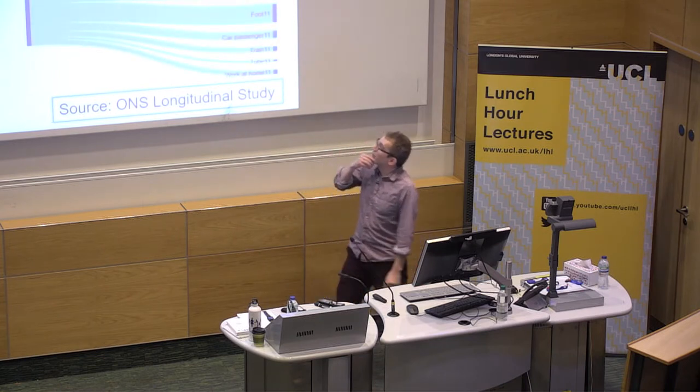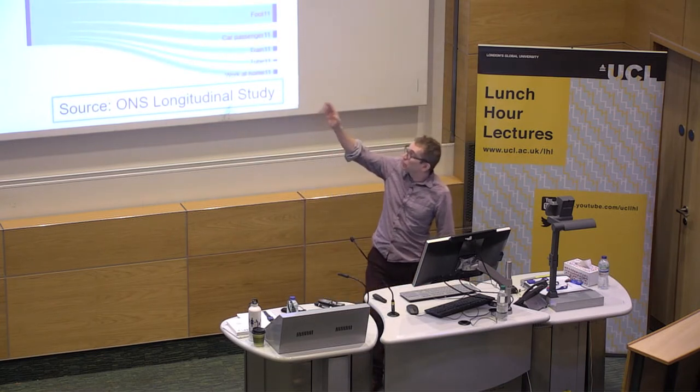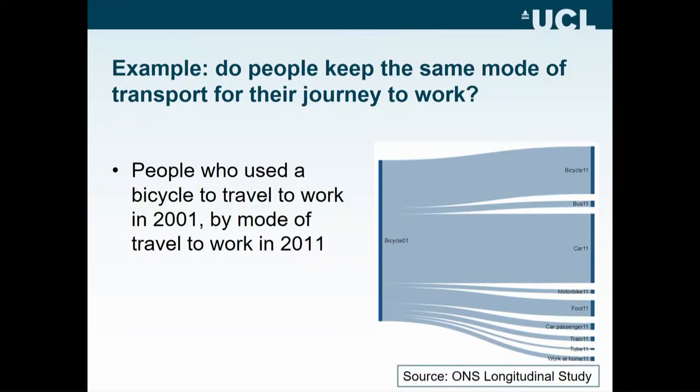What happens is this. On the left is all the people who cycled to work in 2001, and on the right are their outcomes in 2011, what mode they used in 2011. So 30% of people who cycled to work in 2001 also cycled to work in 2011. The largest fraction are car drivers. They cycled to work in 2001. By 2011, they were driving to work.